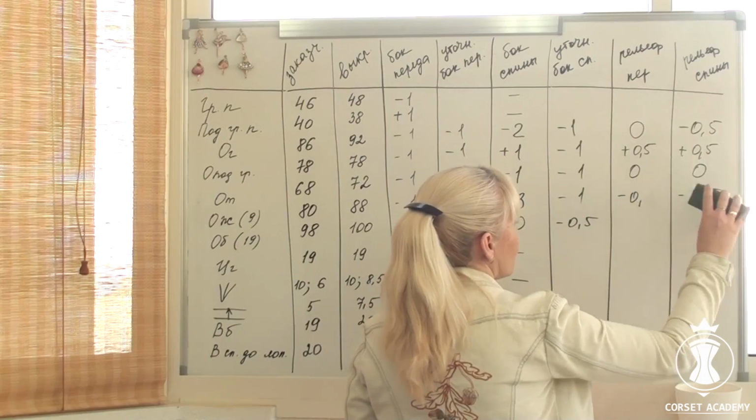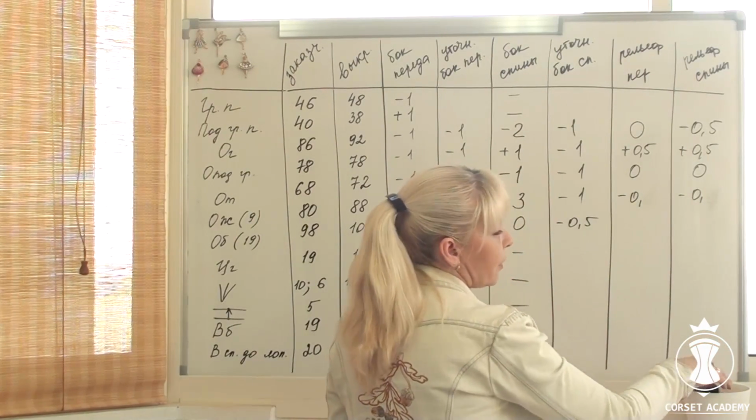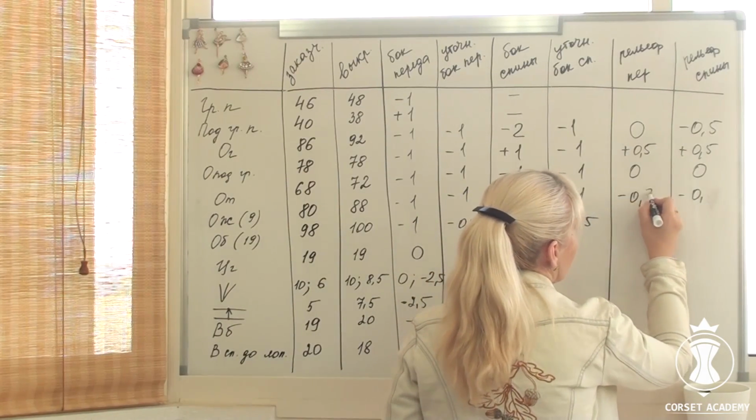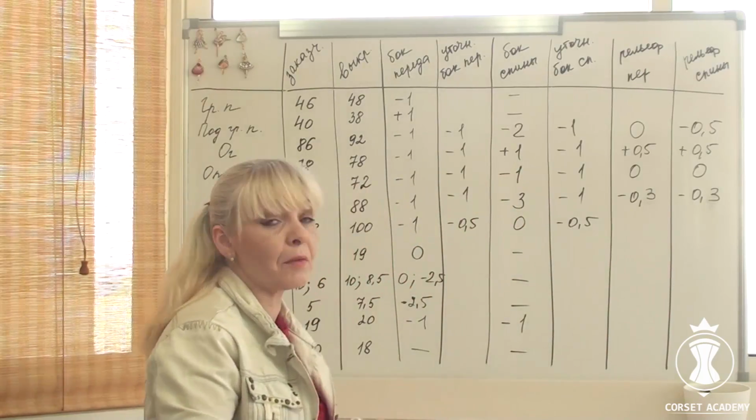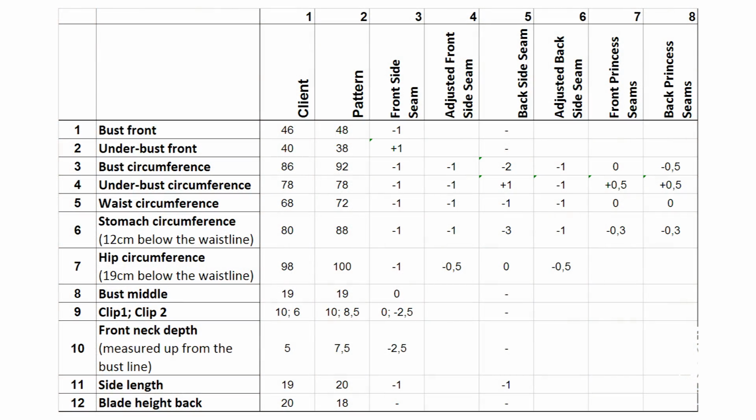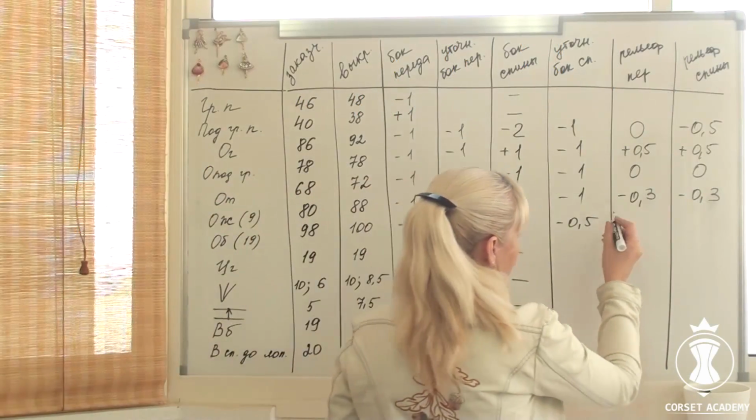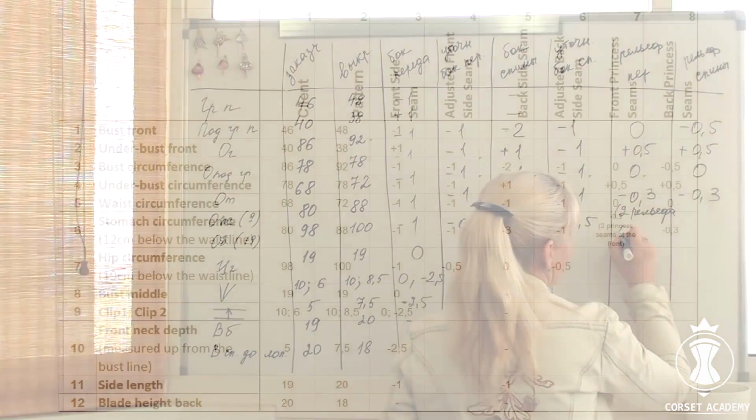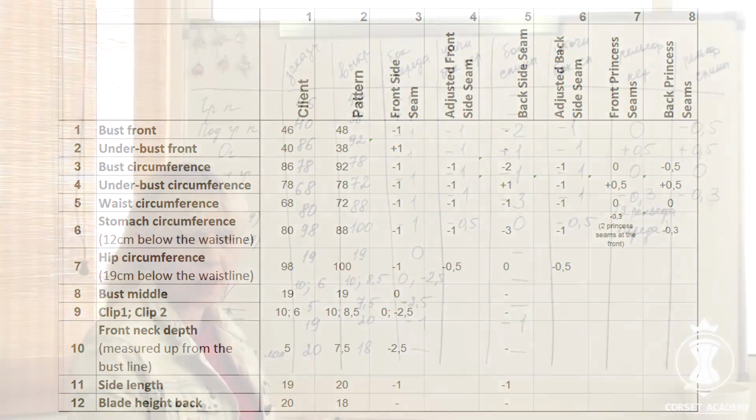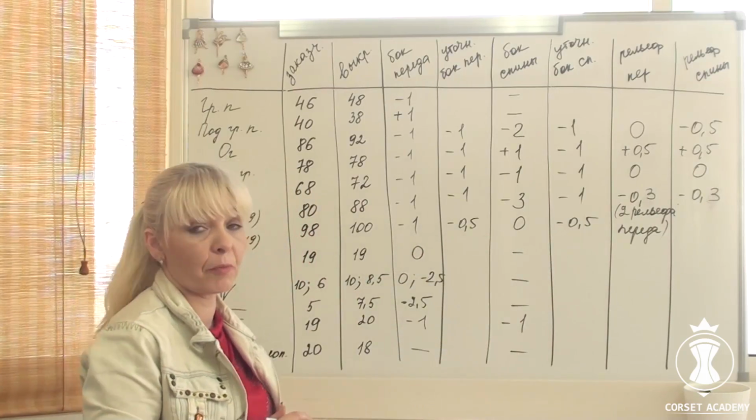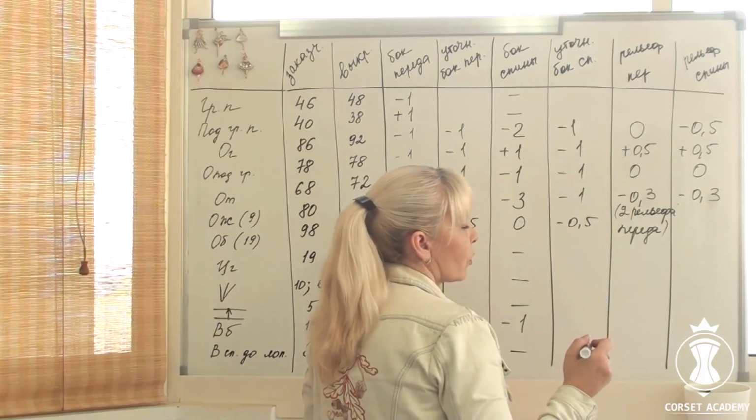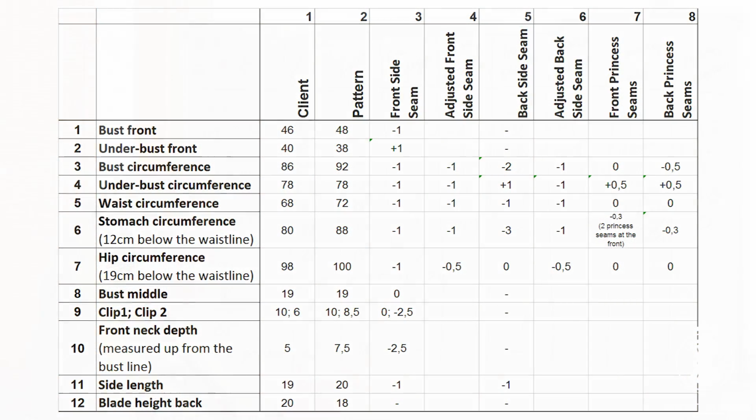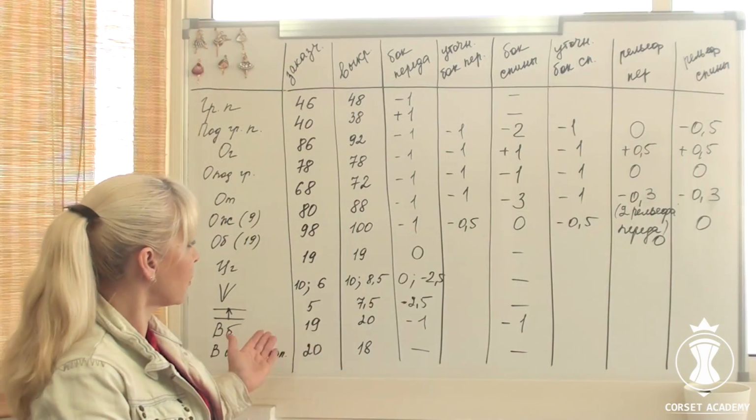This will reduce the bend of the back princess seam in the area between the waistline and the stomach line considerably. I write negative 0.3 centimeters in the table, columns 7 and 8, line 6. And make a note to remember that I am supposed to shift both princess seams at the front. I am not allowed to change the princess seams at the hip line level. I will put a 0 in line 7 of columns 7 and 8. That's it! We are done with the calculations.